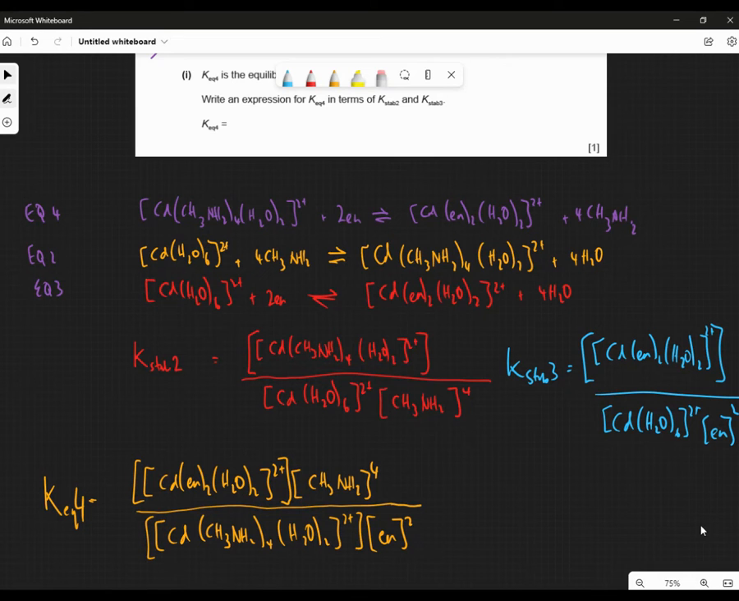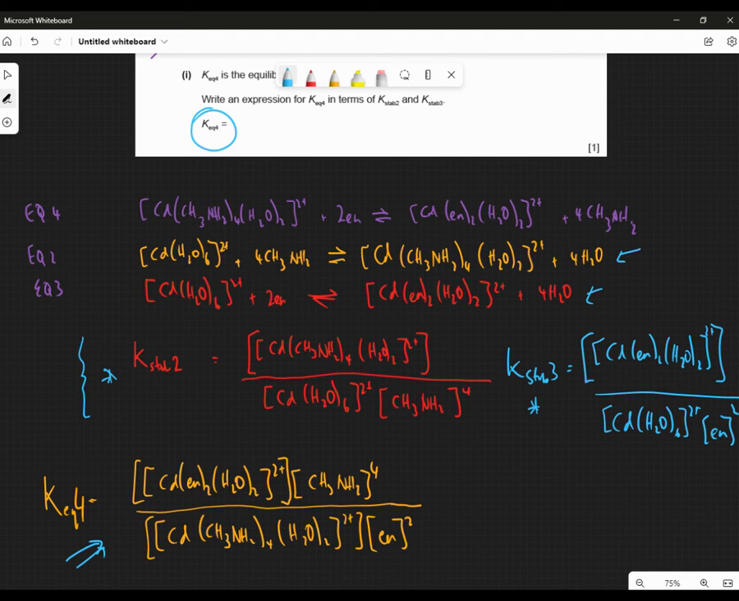But here we have K stab 2 on the left. This one's K stab 2. And this one is K stab 3. Now, don't forget, in K stabs, you don't include water. These water terms aren't included. All right, but this is an equilibrium constant. They want an equilibrium constant for equilibrium 4. And I've written out what we're after. How do I get this from these two?